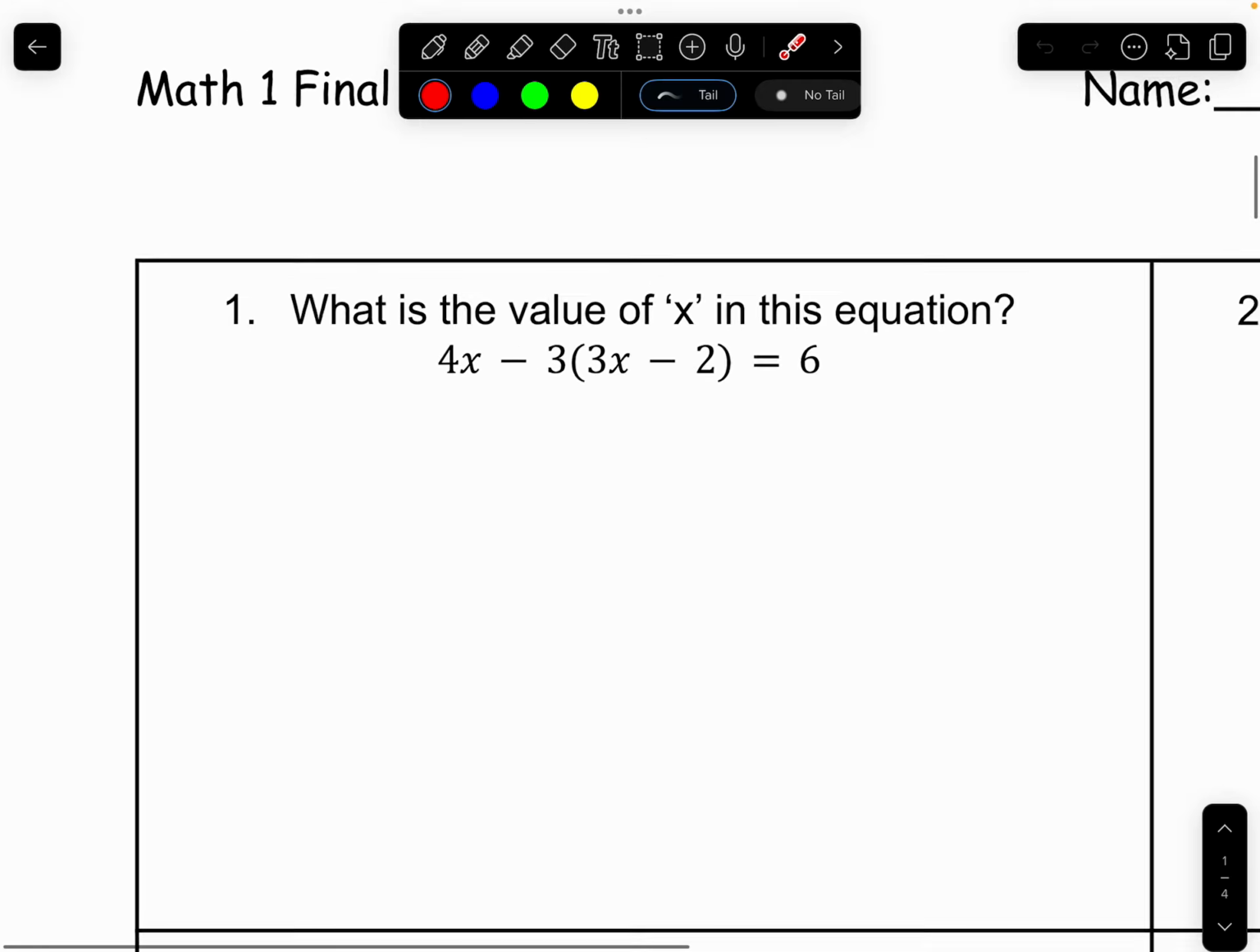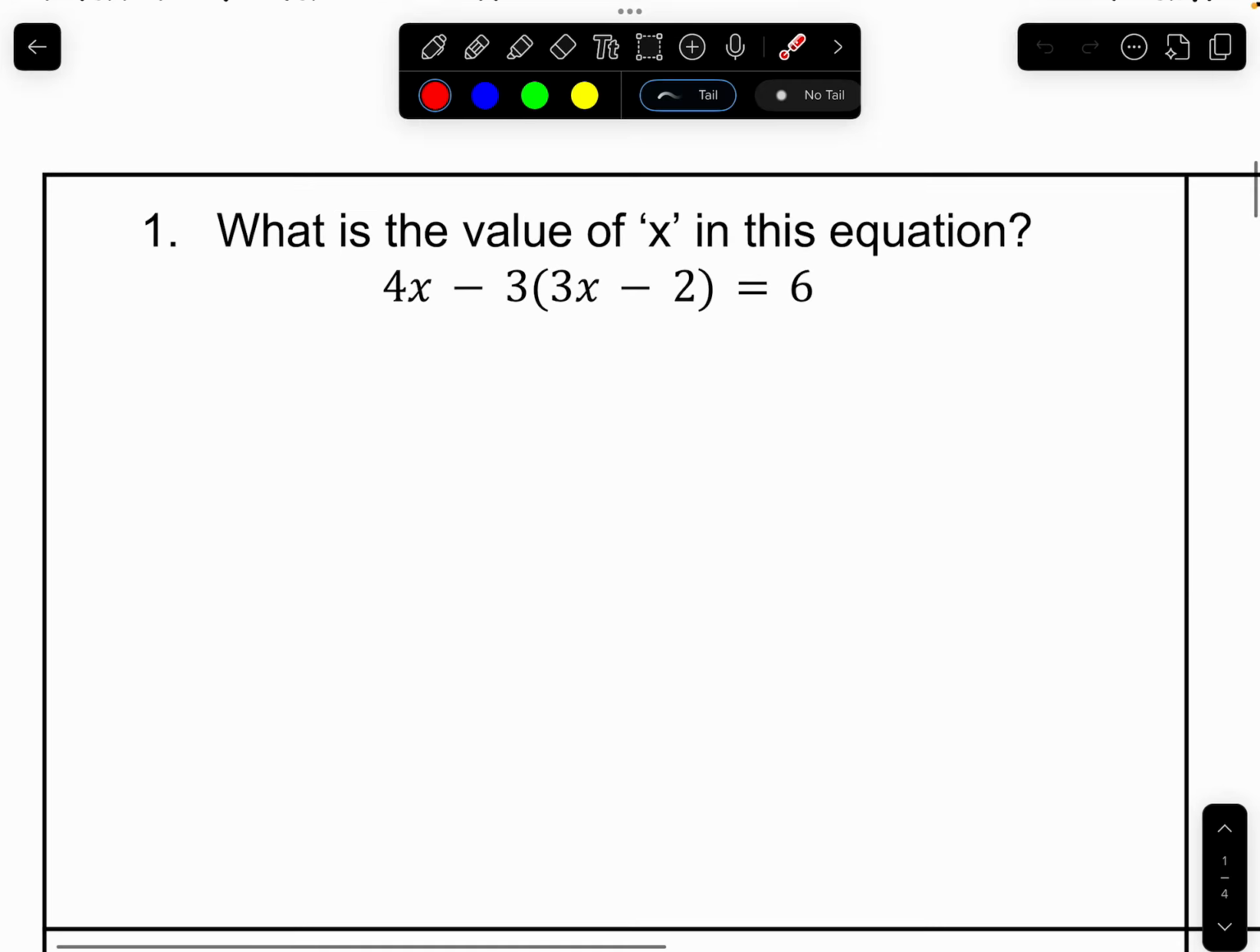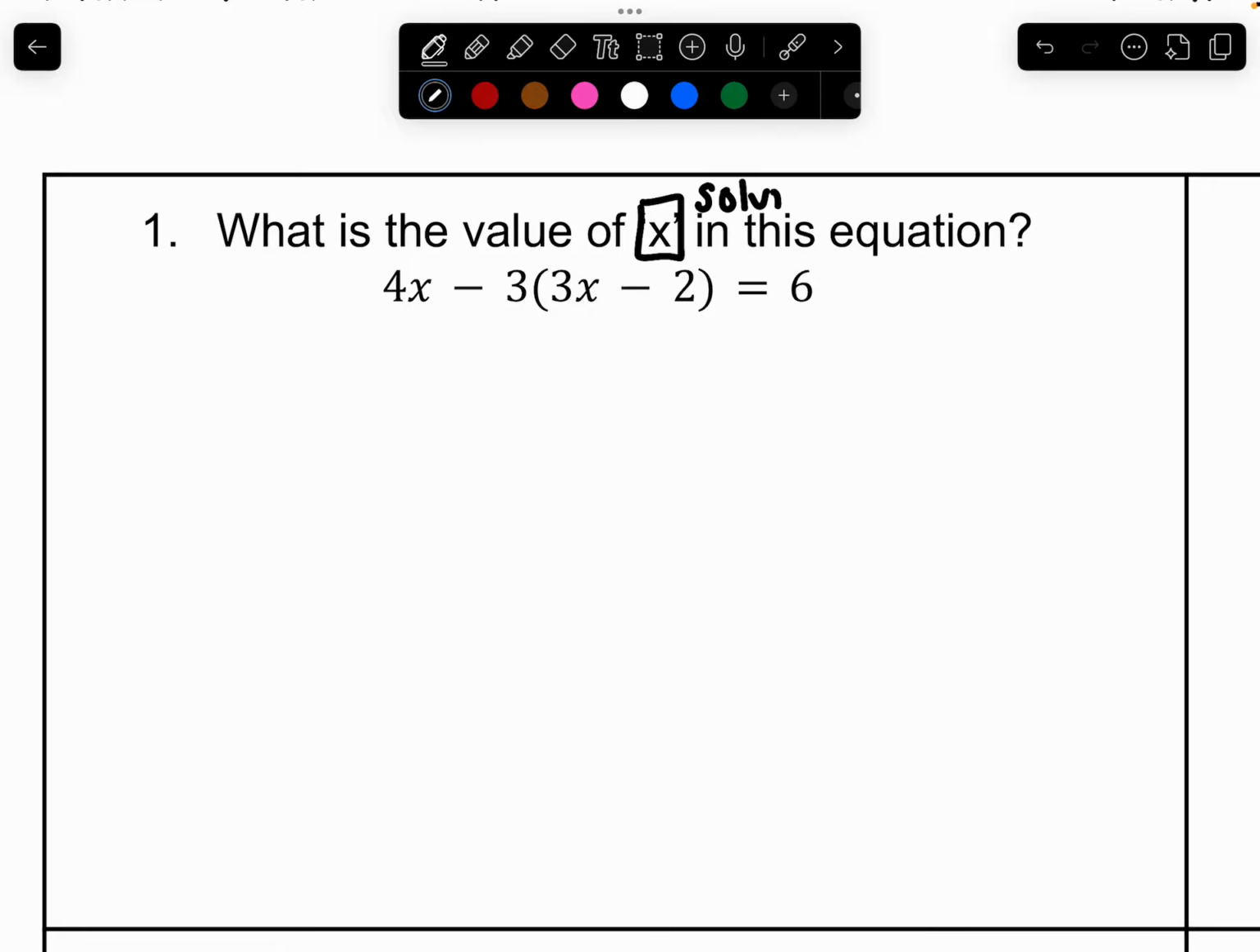So I'll start with number 1. What is the value of x in this equation? Whenever you're looking for x, that means we are solving, which means we are going to use inverse operations. Okay, so let's look for x. First step, we're going to distribute -3.